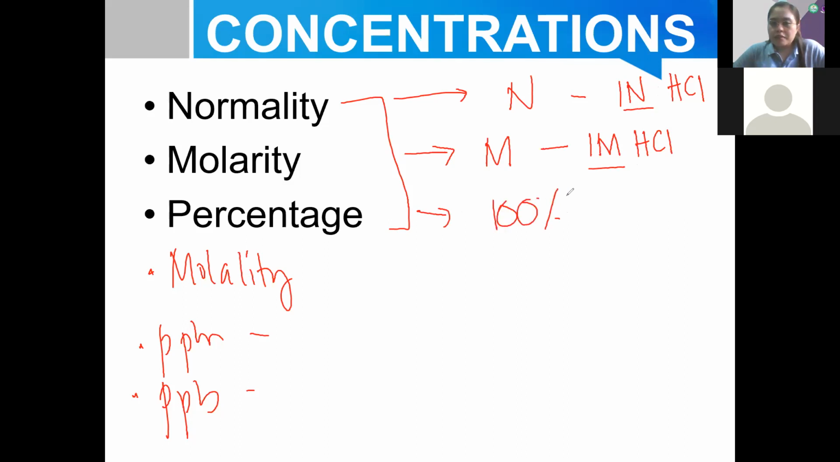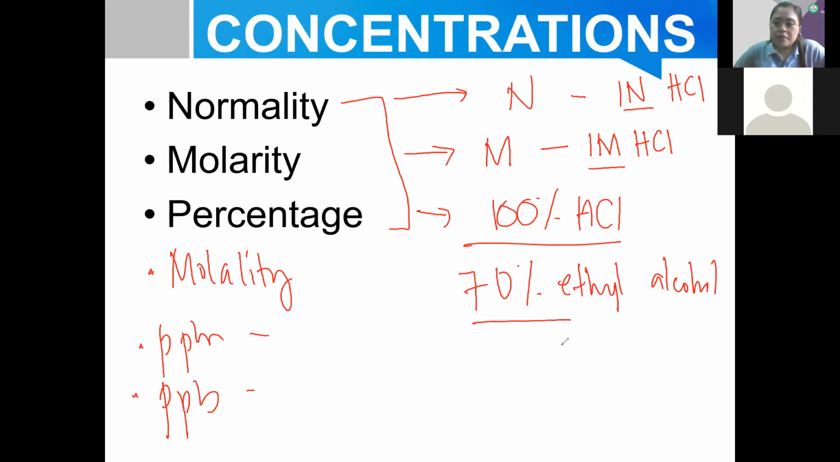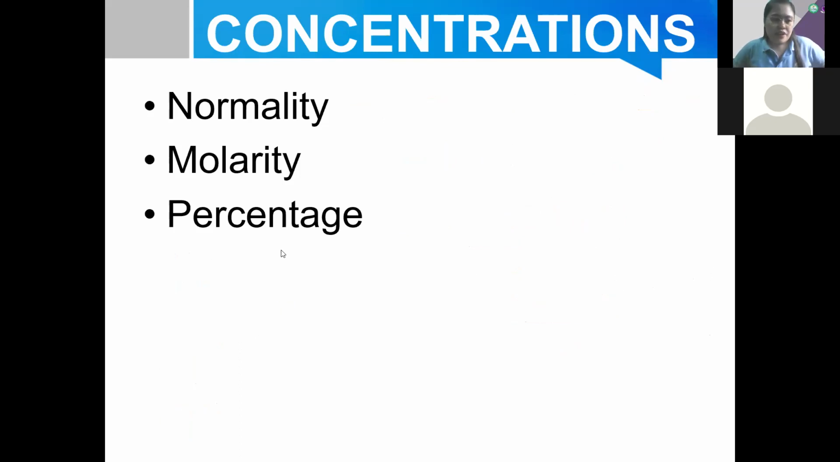And I think ito yung pinaka-common sa inyo, percentage. Pag sinabing 100% HCl, meaning this is very pure hydrochloric acid kasi 100% talaga siya. Or kung in the case of alcohol, we have a lot of that in the market. Like nakalagay 70% ethyl alcohol. So concentration niya yun. 70% is ethyl alcohol. The remaining 30% will be for the other additives like water. So yan yung ibig sabihin ng percentage. Pero kung normality and molarity, ibang usapan yun siya. And then we are going to compute for that.